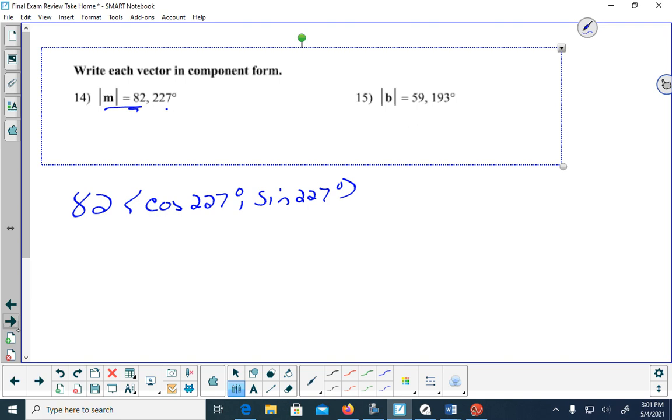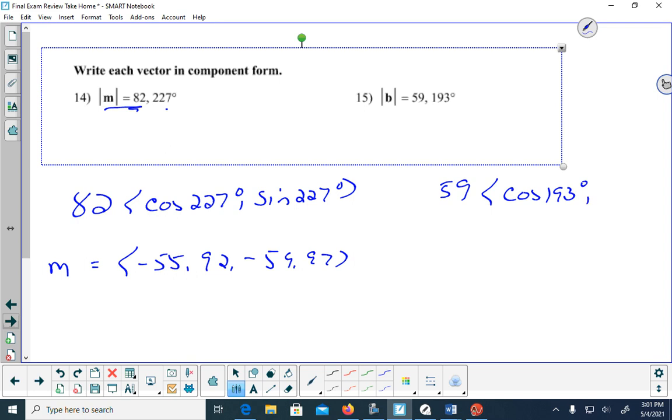In my calculator, I am taking 82 times the cosine of 227. I'm making sure that I put that degree symbol in. And I am going to get that vector m would equal negative 55.92 and then negative 59.97 if I round to two decimal places. All right, the next one for B, I'm going to take 59, that's my magnitude, times the cosine of 193 degrees, sine of 193 degrees. So 59 times the cosine would be negative 57.49. And then 59 times the sine would be negative 13.27. And this is my vector B.